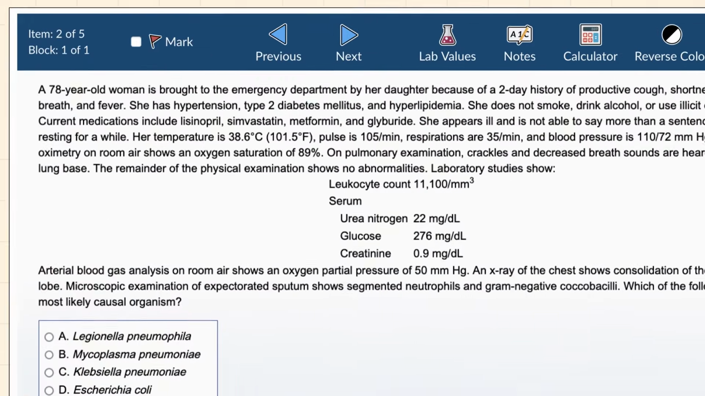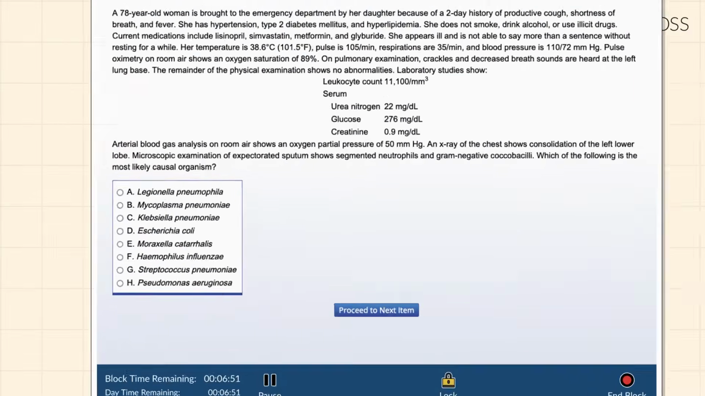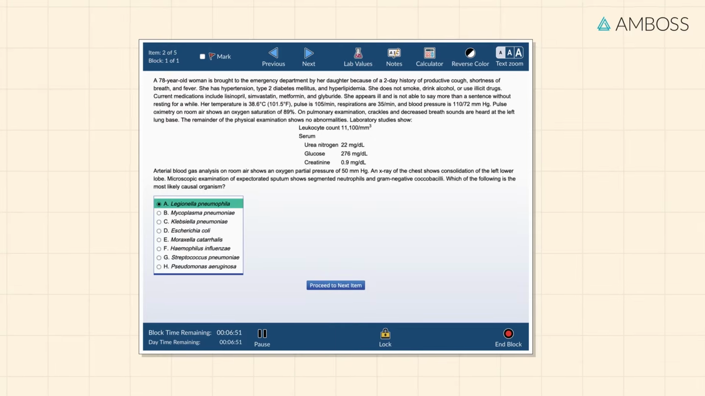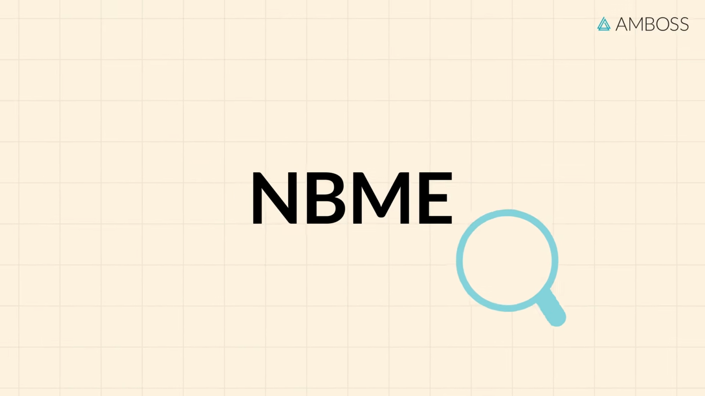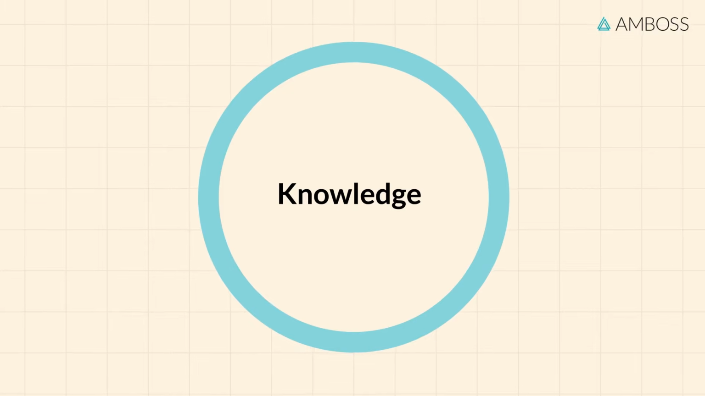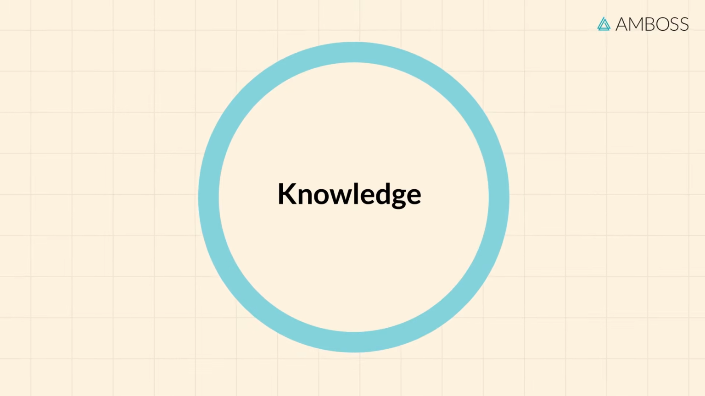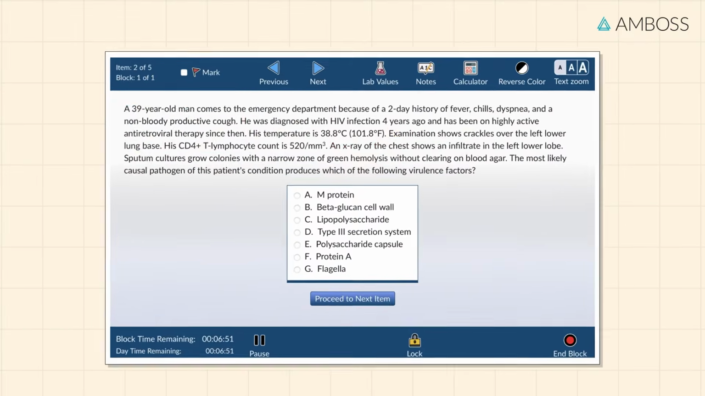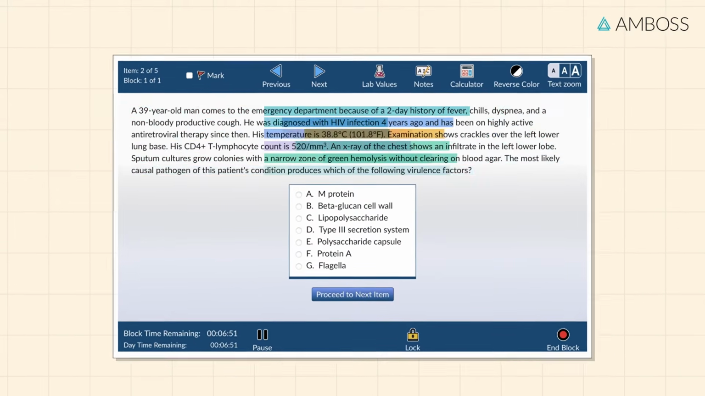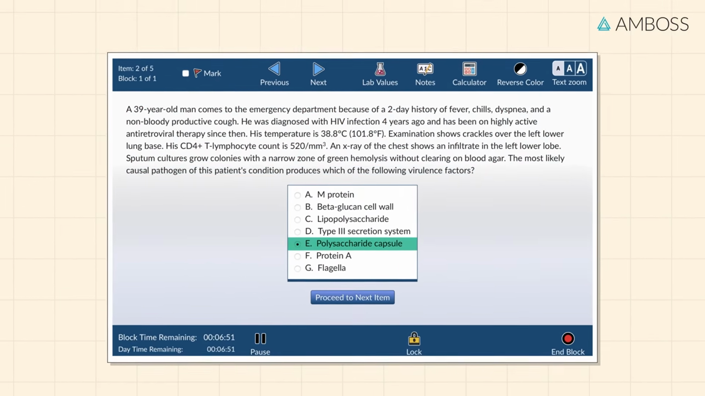USMLE questions can be long and tricky, and so is learning how to consistently solve them. To do well on an NBME exam, a deep understanding of exam-relevant knowledge is no doubt necessary, but by no means sufficient. You'll also need a very specific set of test-taking skills. Over the next hour, you'll learn the basic principles for decoding exam-style questions.